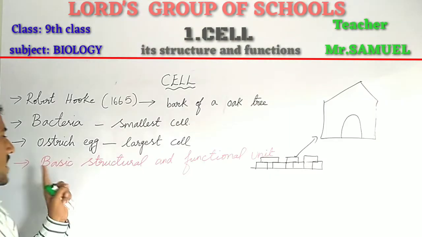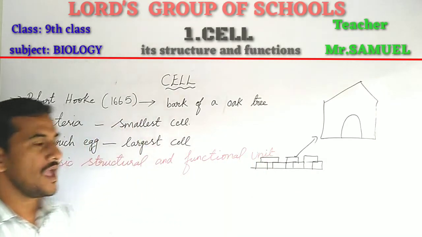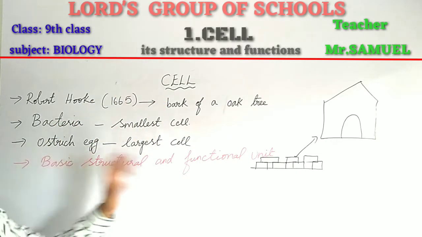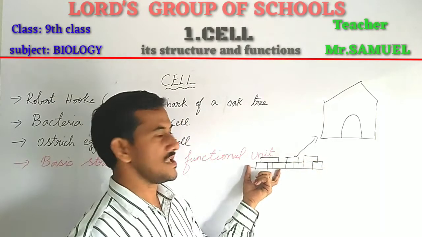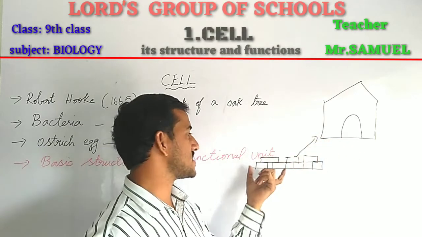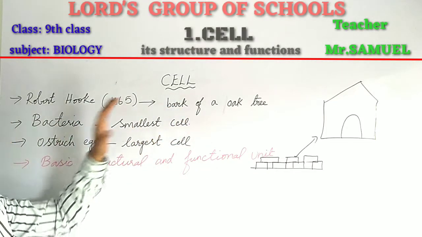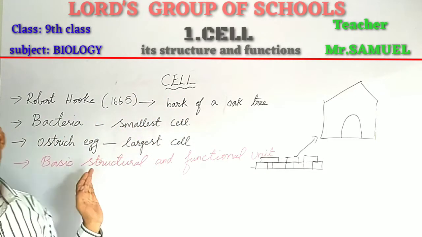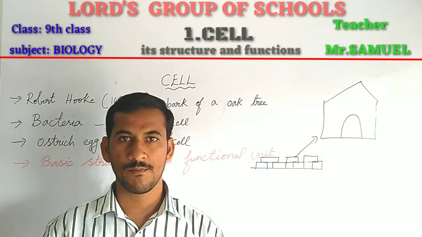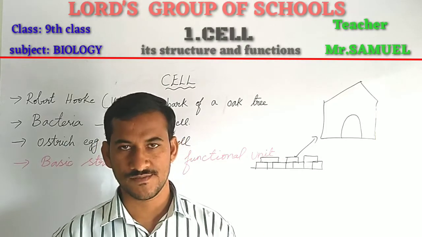So why do we call the cell a basic structural and functional unit? Because this is the base which gives the structure. For example, bricks give the shape to the building. So this is a basic structure. In the same way, cells are present in every organism, and every part of living things is made up of cells, which give shape and structure to the organisms.